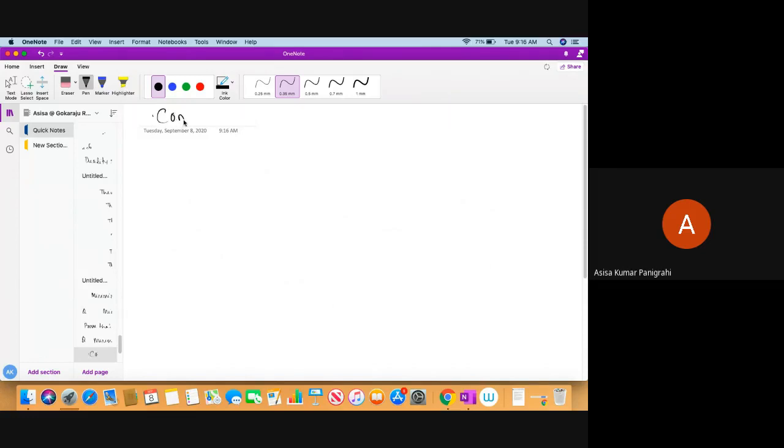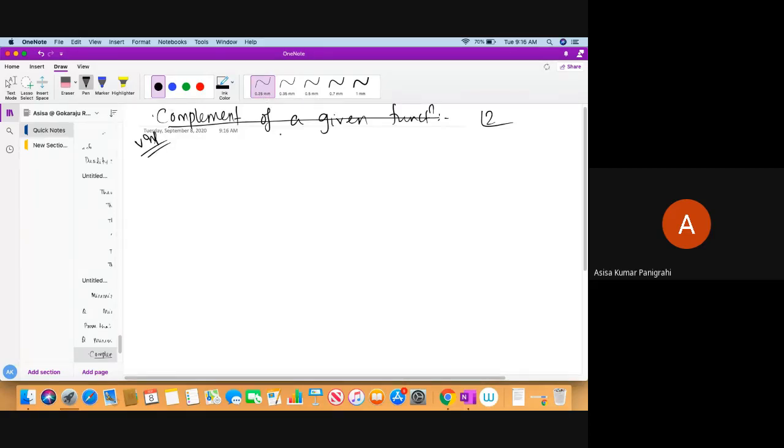So new topic here, complement of a given function. So very important, minimum 1 2 mark question or 5 mark question can be expected from this. Very important, you try to understand this concept, how is it actually happening. So see over here what I am doing, complement of a given function. There are 2 different methods to solve this.